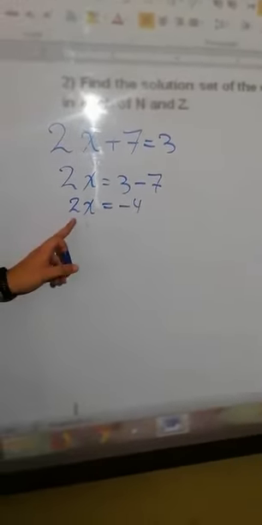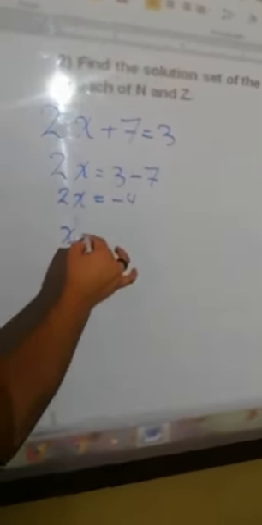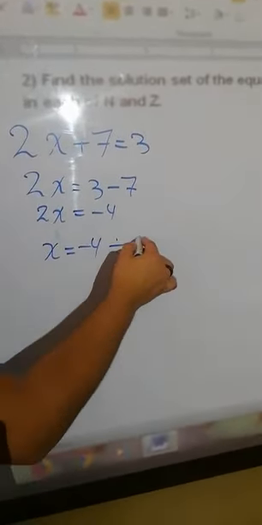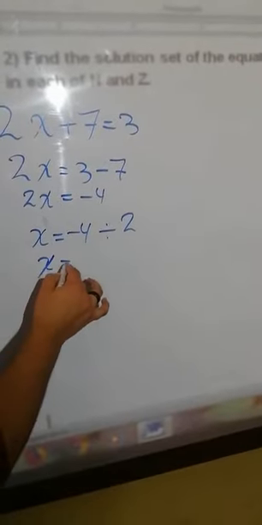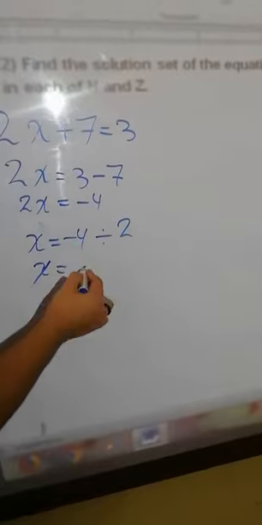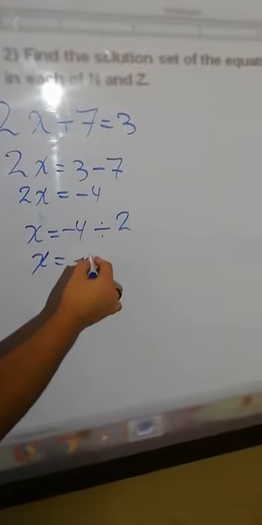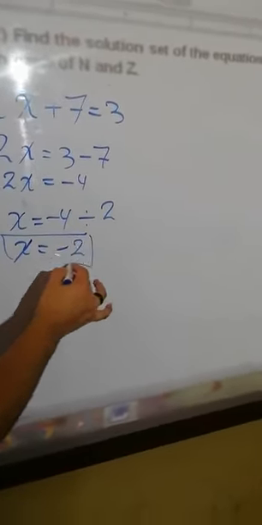Now I have to move 2 to the other side. It will be x equals negative 4, and 2 is times here, so it will go to the other side by divide. It will be divided by 2. So the value of x equals negative 4 divided by 2. Negative divided by positive is negative, and 4 divided by 2 is 2. So the value of x when we solve this equation is negative 2.